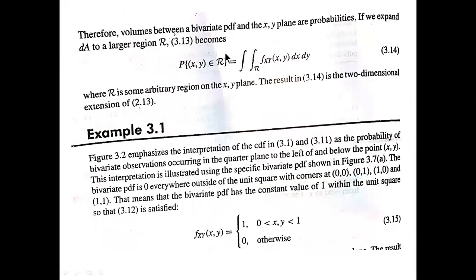Therefore, volumes between the bivariate PDF and the xy plane are probabilities, and if we expand dA to a larger region R, 3.13 becomes x comma y belonging to R. The integral will correspond to the region R, and we have the probability density function. This is the probability itself, and it is obtained by the double integral of the PDF over that region.